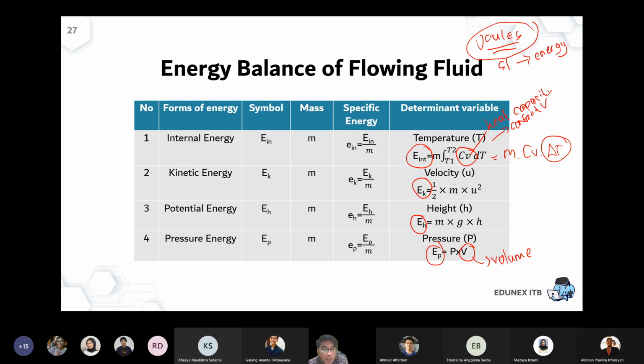Sometimes you can express energy in terms of this one, specific energy. This is energy divided by mass. You can see from the equation, so all the energy you can divide by the mass. It means the unit becomes joules per kilogram.